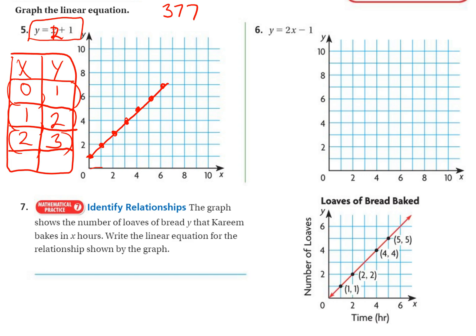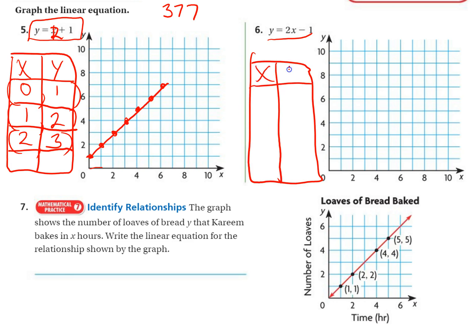All right, let's do the next one. Same thing. They gave us the equation. Let's make our table. We've got x values, y values. What do I pick for x? Whatever you want. I'm going to start with 0. It's easy. 2 times 0 is 0, minus 1. Oh, okay. Mr. Music, 0 is easy, Mr. Music.